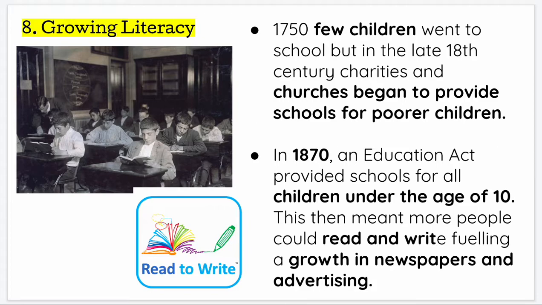So, number 8, growing literacy. In 1750, few children in Britain went to school. But in the late 18th century, charities and churches began to provide schools for poorer children. During the 19th century, the government also began to get involved in education, and towards the end of the industrial period in 1870, an Education Act provided schools for all children under the age of 10.